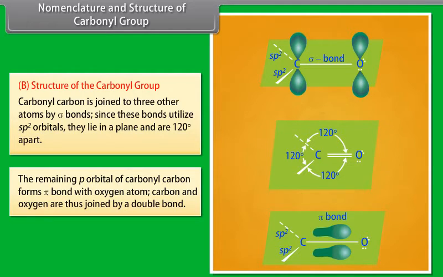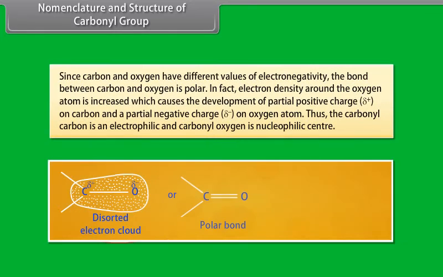Nomenclature and structure of carbonyl group. Structure of the carbonyl group. Carbonyl carbon is joined to 3 other atoms by sigma bonds. Since these bonds utilize sp2 orbitals, they lie in a plane and are 120 degrees apart. The remaining p orbital of carbonyl carbon forms a pi bond with oxygen atom. Carbon and oxygen are thus joined by a double bond.